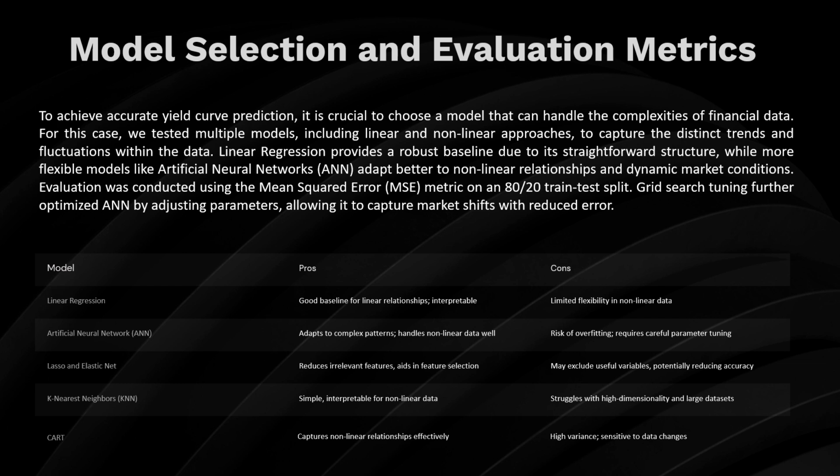To accurately predict the yield curve, we evaluated multiple models from basic linear regression to more complex artificial neural networks, or ANNs. Linear regression served as a solid baseline while ANN, with its adaptability to nonlinear relationships, captured market dynamics more effectively. We used mean square error, MSE, on an 80-20 train test split for evaluation, and grid search helped optimize ANN's performance by fine-tuning parameters to reduce error.